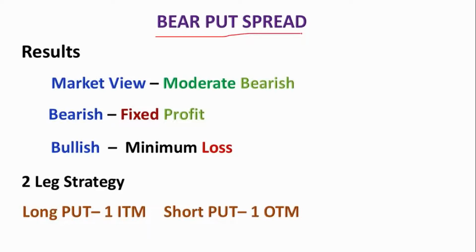Since we found a very strong support region around 16,500, we have 500 points left to reach this strong support zone. So I'm expecting the market will be moderately bearish. If the market works in our favor, we will earn a fixed profit. And if it goes against our prediction, our loss will be limited.